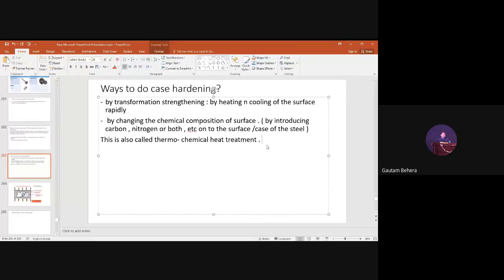So I can conclude here, the case hardening is basically hardening of the surface only. The core of the steel will remain soft or ductile, or you can say tougher. This can be done in two ways. Either we do phase transformation on the surface only, just by converting it into martensitic microstructure by rapid heating and rapid cooling of the surface only. Or we can change the chemical composition of the surface during heating so that it will become harder, just by introducing carbon, nitrogen, or a mixture of those.